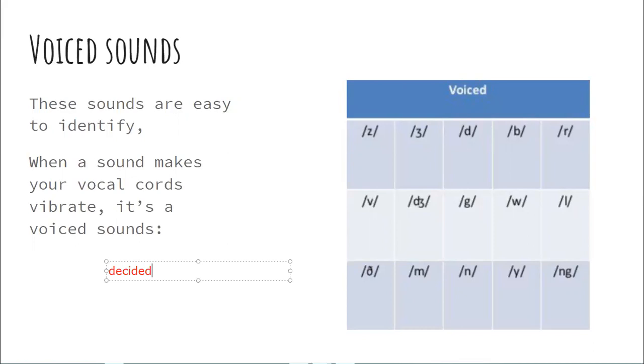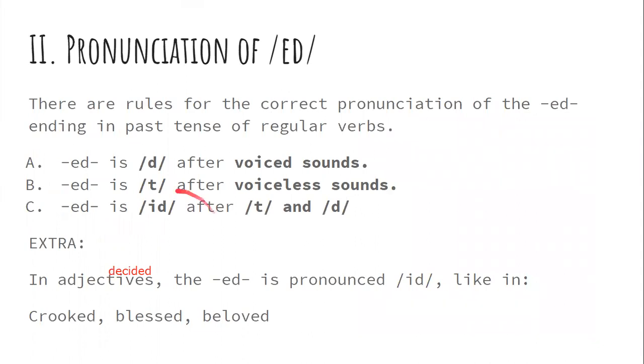Lo ponemos en pasado, ya. Si vemos cómo finaliza, decide. El sonido final, si lo analizo, vibra. Está acá, en los voiced. Por lo tanto, esta ED se va a pronunciar como una D. Ya, esta no clasifica en la A. Vamos a buscar otra, porque está viendo que no. A ver, busquemos otra.